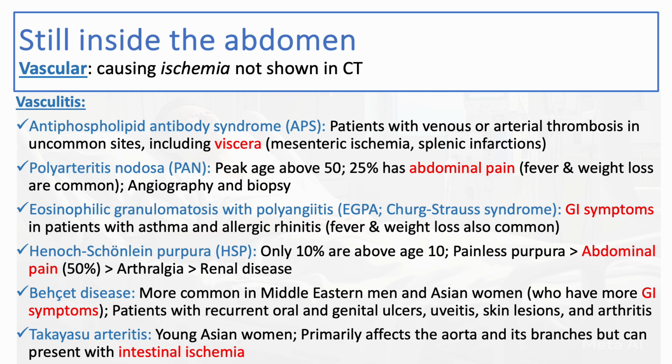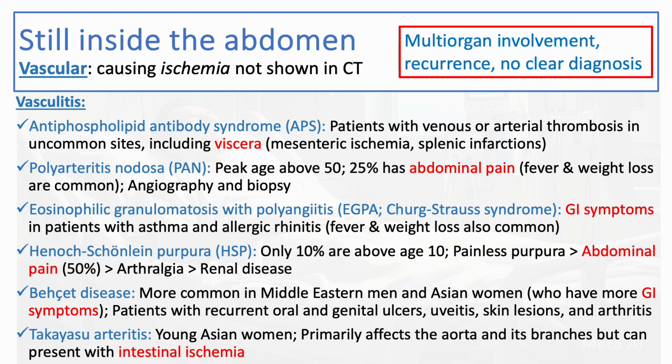Takayasu arteritis may be more common in young Asian women. It primarily affects the aorta and its branches, so it's one of the large-artery vasculitides, but patients might also present with intestinal ischemia. So really these, again, are less common, a little bit rare, but you have to think about them in patients with undiagnosed abdominal symptoms or abdominal pain, especially if they have multi-organ involvement, other organs involved outside of the abdomen, especially if they have recurrence of their symptoms, and there's really no clear diagnosis to be made. Think about vasculitis.